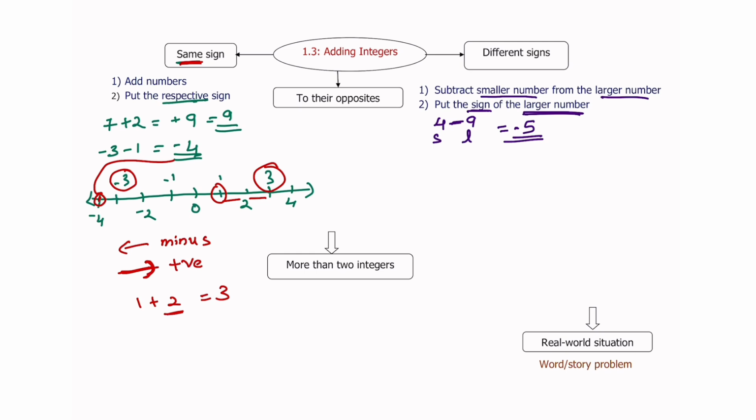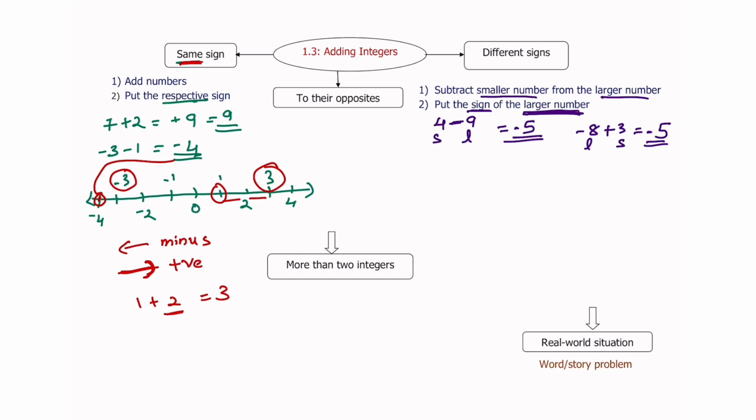Let's do one more example. Let's say minus 8 and plus 3. What's the larger one? This. Smaller is 3. So 8 minus 3. I know 3 has a plus before it, but the rule says larger minus smaller. So 8 minus 3, which is 5, and the sign of the larger number, which is negative here. And it's done. That's how you solve this kind of question where you have different signs.